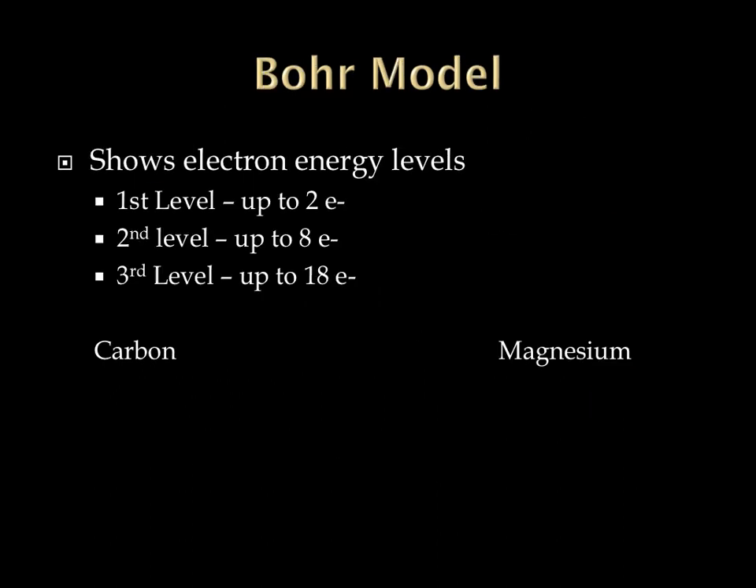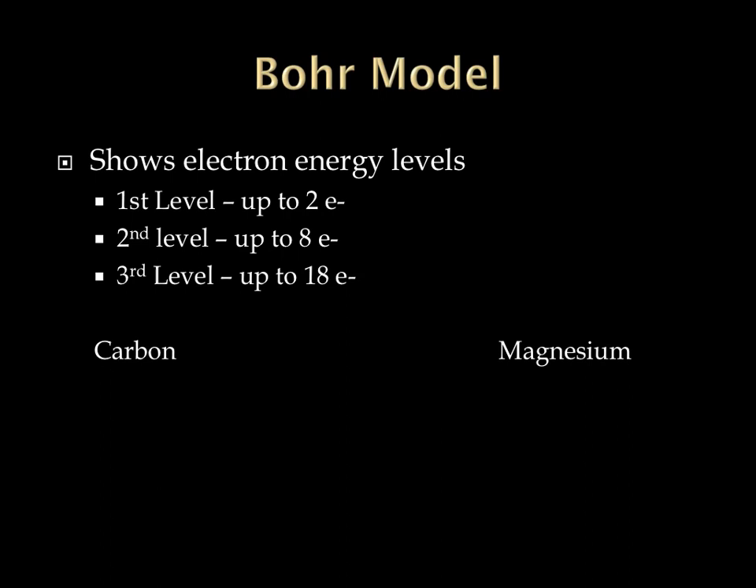All right, let's talk about Bohr models real quick. The only reason that we use these is because it shows electron energy levels. And those are important as we start talking about bonding and things like that. So the first level has up to 2 electrons, the second up to 8, and the third has up to 18, although technically only 8 is what we worry about. We'll get into that later as we talk about electron structures, all right?